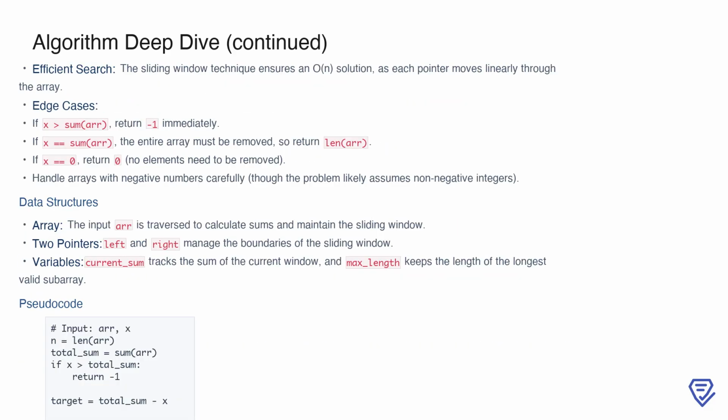The sliding window technique is particularly efficient because it ensures that each pointer moves through the array at most once, resulting in an O(n) time complexity.